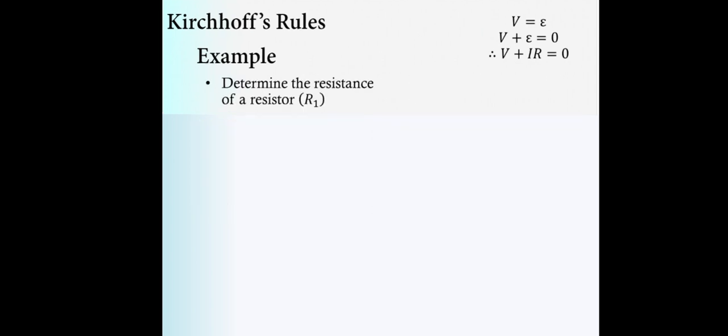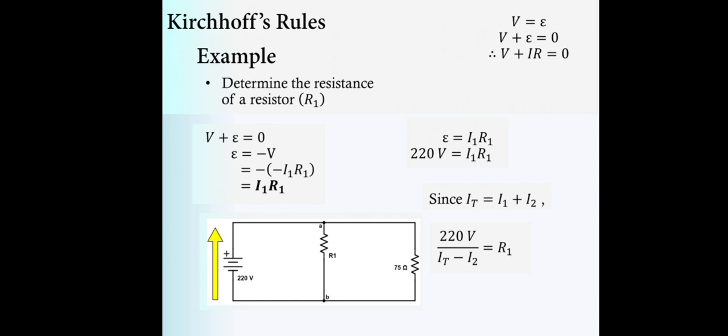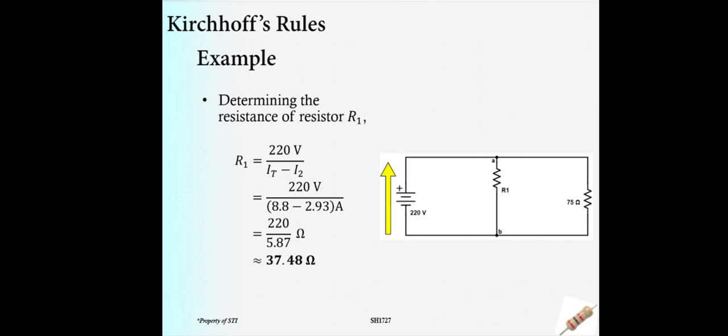Okay? And to determine the resistance of the resistor, it's simply the same as before, I1R1. And we know that we have a given epsilon, or our force, or our energy, which is 220 volts. And we're solving for the resistor, right? Since the total current is simply adding all the currents available or given in our circuit, our resistance R sub 1 is simply 220 volts divided by IT minus I2. So therefore, the resistance of resistor R1 is approximately 37.48 amperes. I mean, 37.48 ohms. Okay?